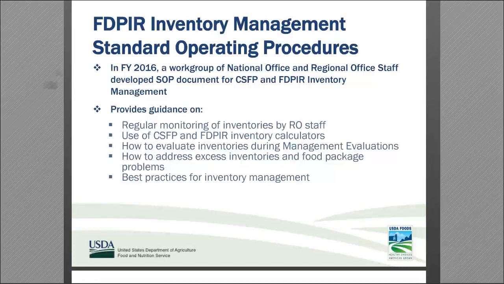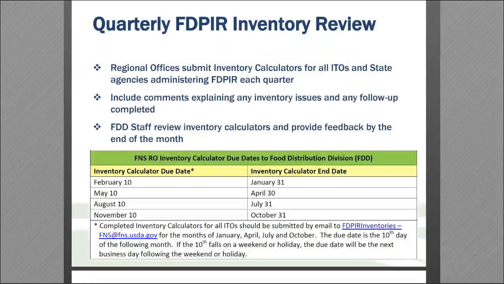As you probably know, we have a standard operating procedures document for FDPIR and CSFP inventory management. This document was created by a work group of national office and regional office staff and was released in fiscal year 2016. The document provides guidance on regular monitoring of inventories by regional office staff, use of the CSFP and FDPIR inventory calculators, how to evaluate inventories during management evaluations, how to address excess inventories and food package problems, and best practices for inventory management. The document provides a lot of valuable information on inventory management, but today I'm just going to touch on a few topics.